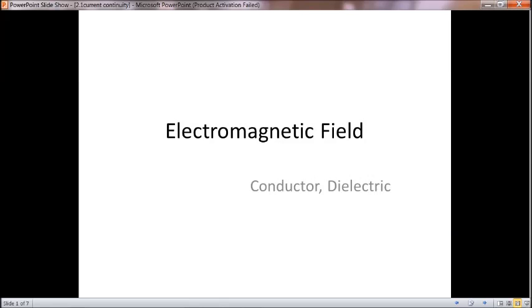Now we are going to see about conductors and dielectrics in electromagnetic fields. In electromagnetic fields we have to study the characteristics of the conductor and dielectric. Those are general characteristics. First we will see the characteristics of a conductor, then the characteristics of a dielectric, and then we see how the conductivity and the properties of the conductor and dielectric are used with the electromagnetic field.